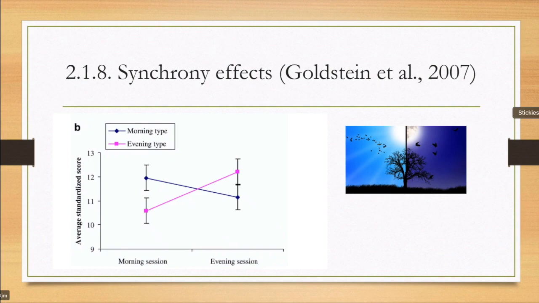Now the synchrony effect is about morning and evening people, with the scores as well. Basically, morning types, as you can see on the graph, generally have a very slightly lower peak performance than evening types, but it goes both ways.